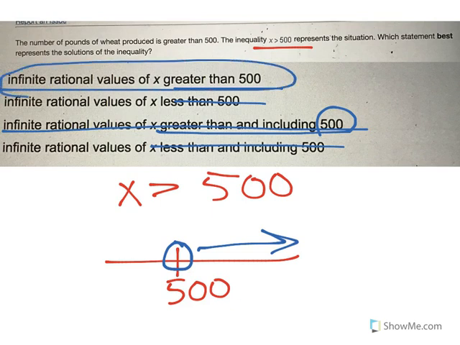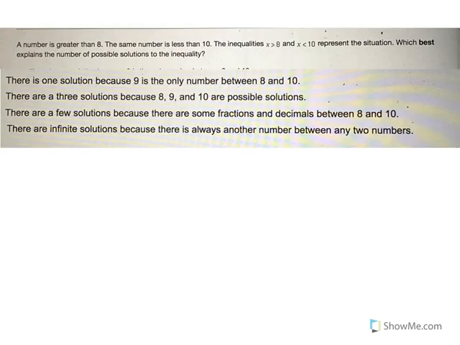So this would be my answer. Infinite rational numbers, because again, it could be any value greater than 500. There's an infinite amount of numbers greater than that. But again, it cannot include 500.